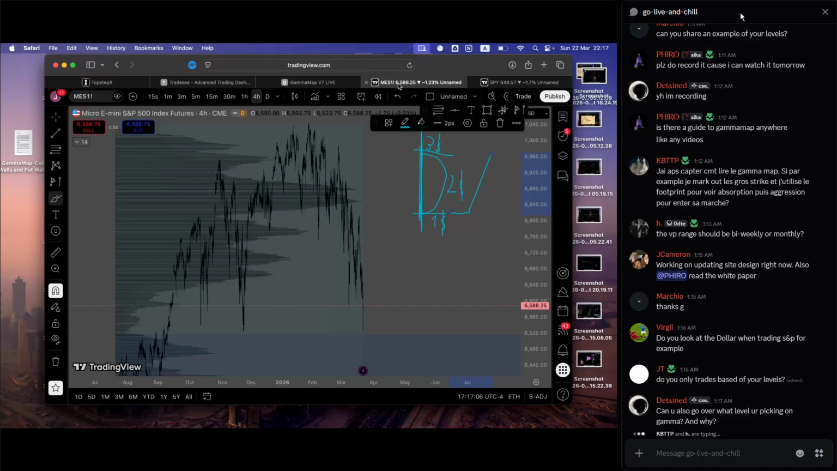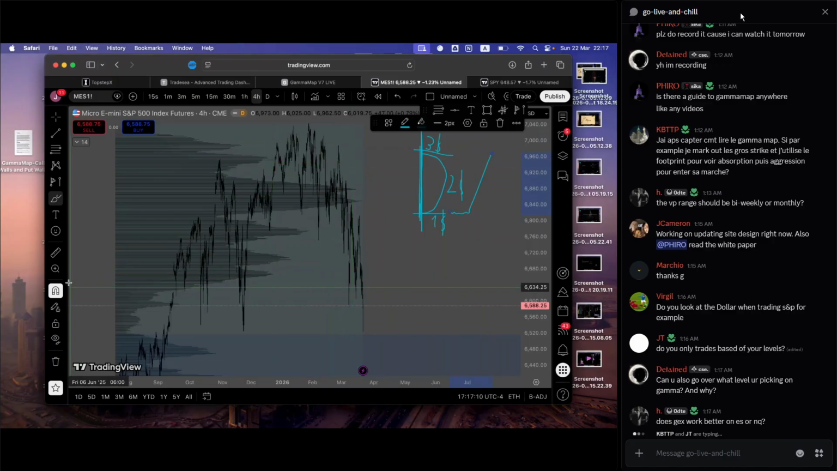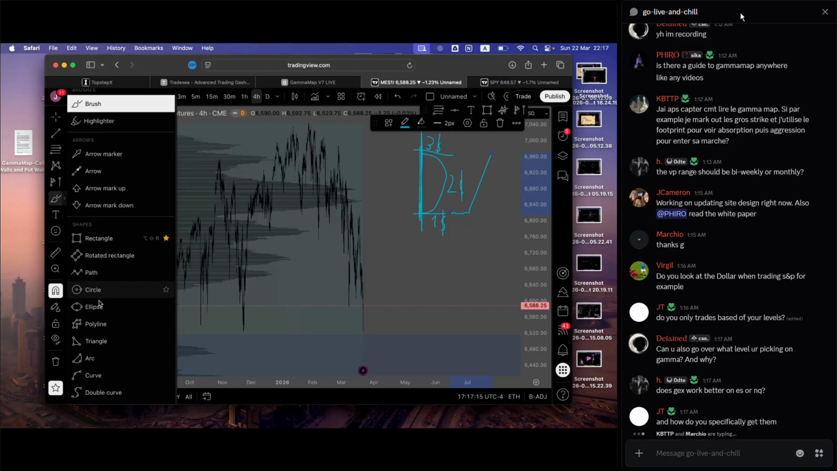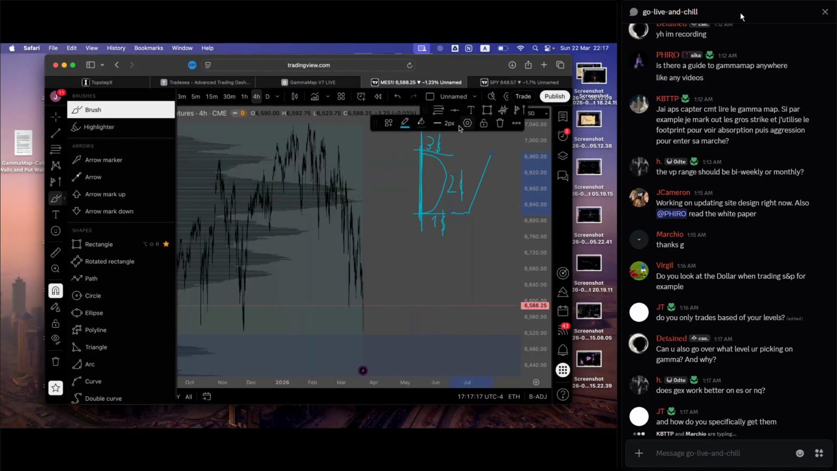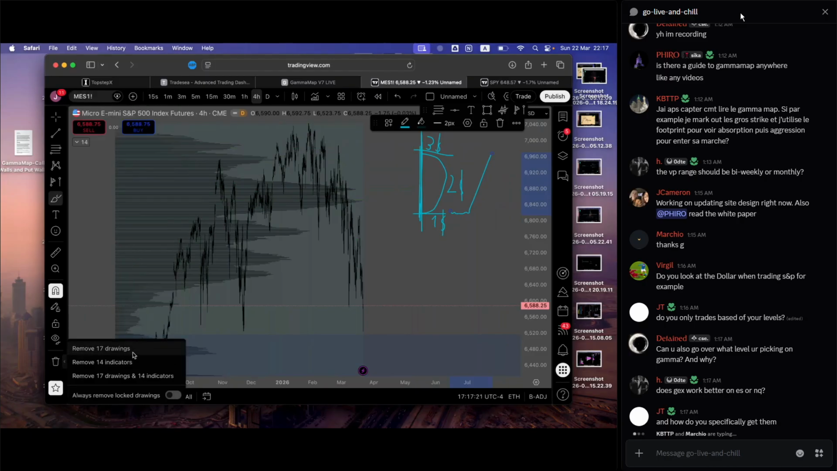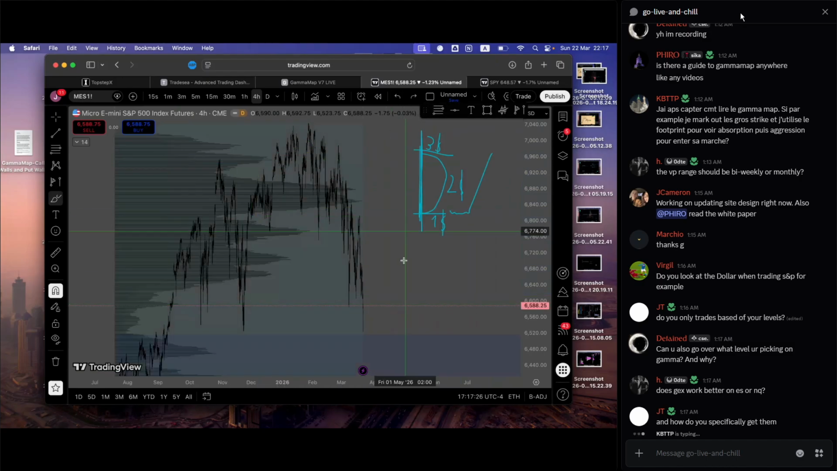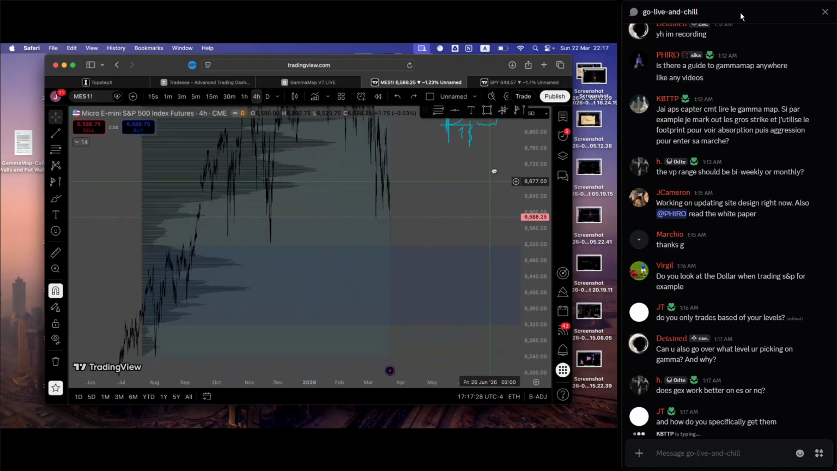Only. So I'll show you an example of a trade I would take using gamma map. Give me a second. Where's the eraser? How do I erase this? Okay, never mind. Just focus here.